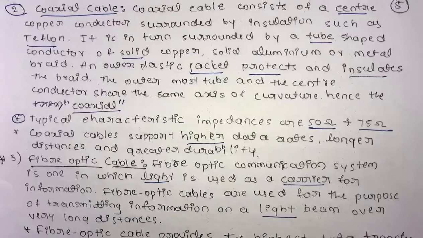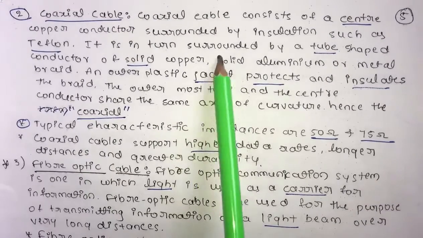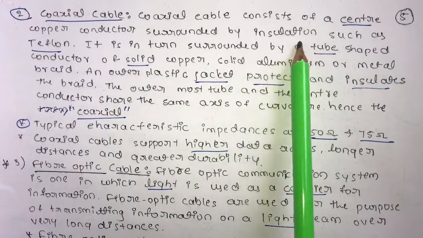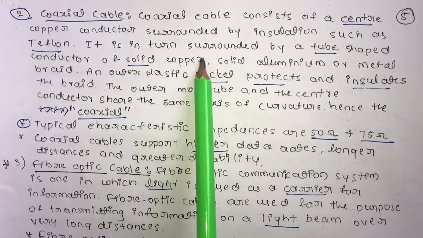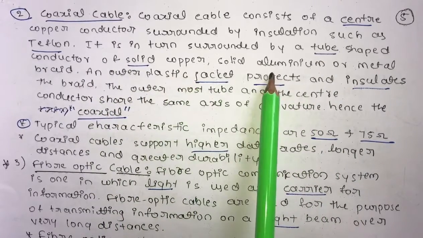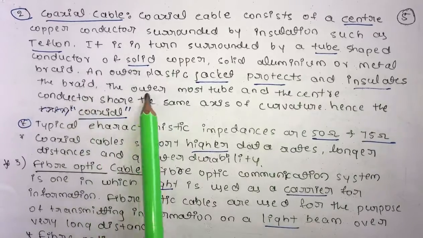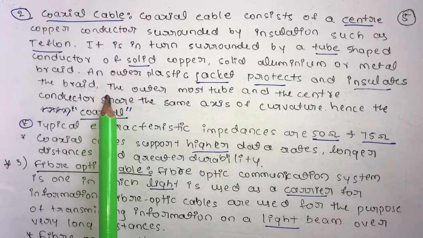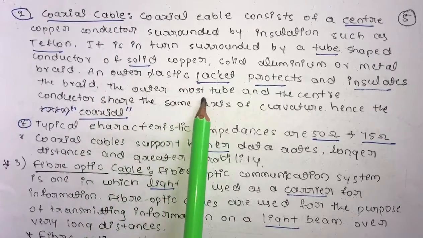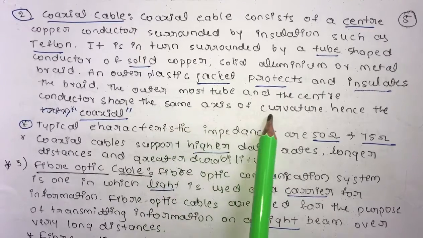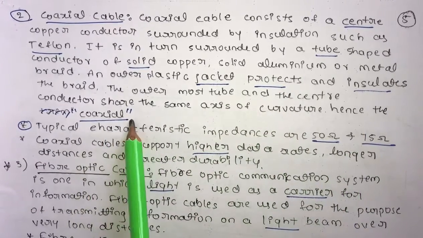And next we have a coaxial cable, which is nothing but your cable TV cable, and this cable consists of a center copper conductor surrounded by insulation such as Teflon coating, which is in turn surrounded by a tube-shaped conductor of solid copper or solid aluminum or metal braid, and an outer plastic jacket which protects the insulator braid. And this outermost tube and the center conductor share the same common axis of curvature, hence the name coaxial.